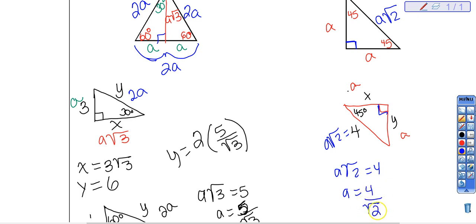I got to tell you, you're going to want to simplify this because 2 does go into 4. So if we rationalize our denominator, times the square root of 2 over the square root of 2, here's what we get: 4 square root of 2 over 2. And don't forget that I can simplify this to 2 square root of 2. So the measure for X would be 2 square root of 2. And of course, the measure for Y would be the same.